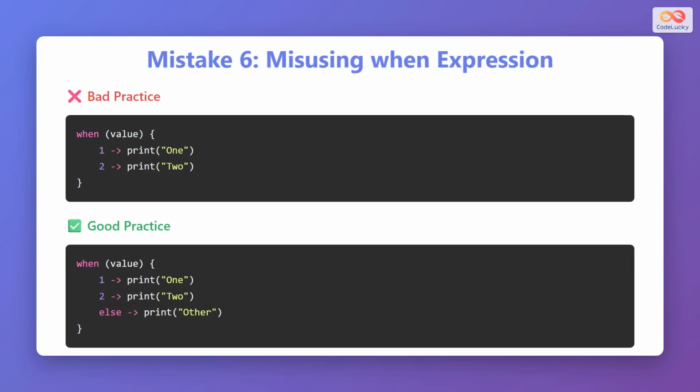Mistake number 6 involves misusing the when expression. The when expression in Kotlin is similar to switch statements in other languages, but more powerful. A critical mistake is omitting the else branch when not all cases are covered. Without an else clause, your code might not handle unexpected values, leading to silent failures or runtime errors. Always include an else branch to handle any cases you haven't explicitly specified. This ensures your code is robust and can handle unexpected input gracefully. The when expression should be exhaustive, covering all possible scenarios to prevent bugs.